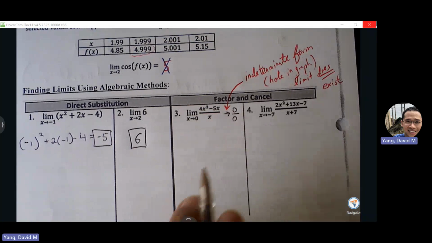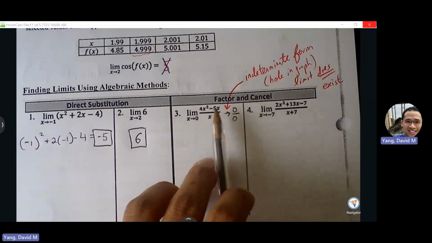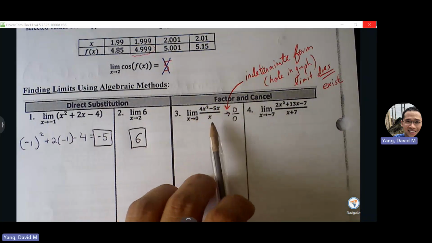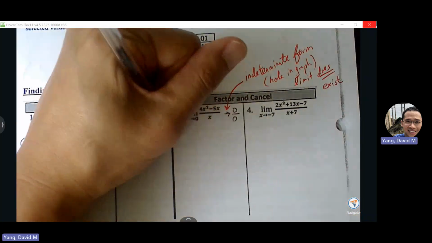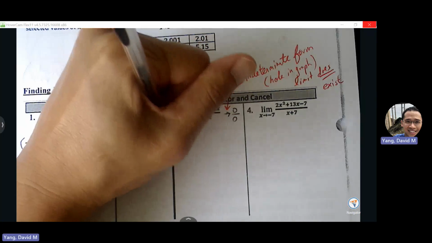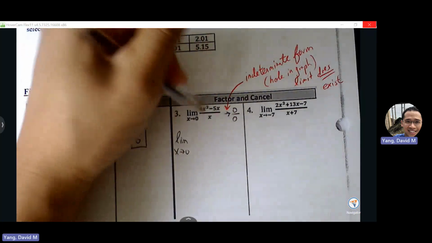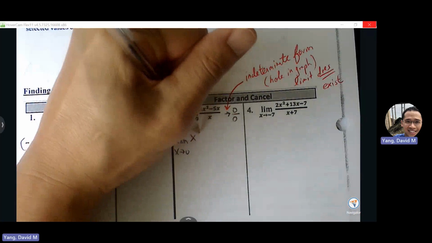Okay, so whenever you see a 0 over 0, that means there's a common factor that we can identify and remove. Okay, so let's see if we can find that common factor. What common factor do we have in the numerator? X. So a factor in x out.